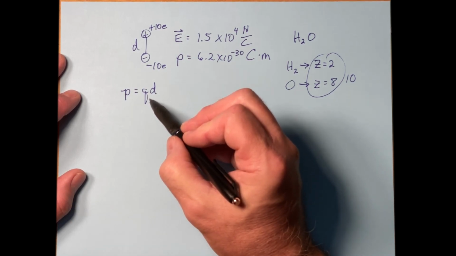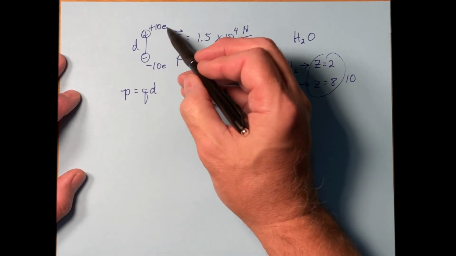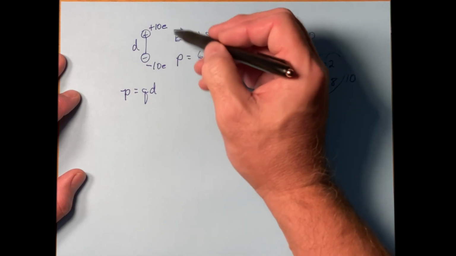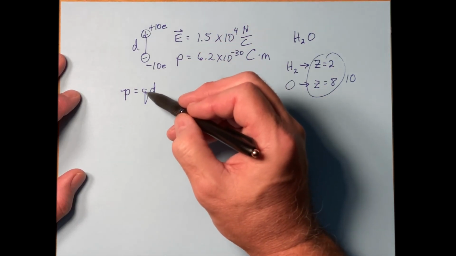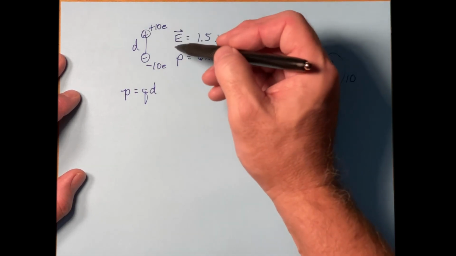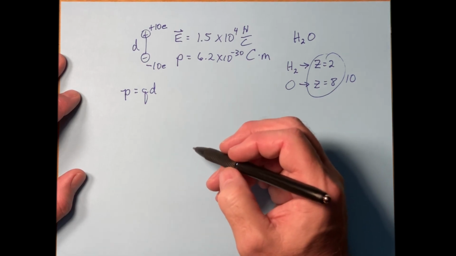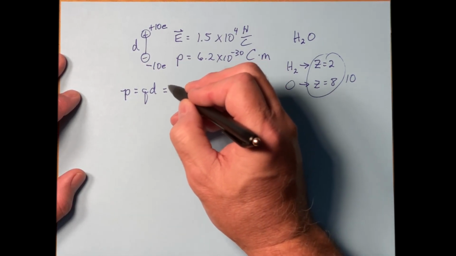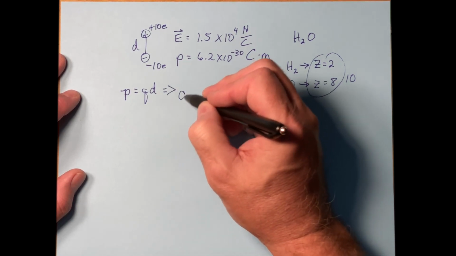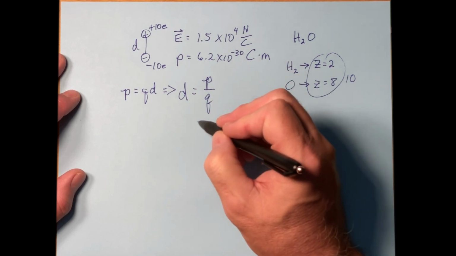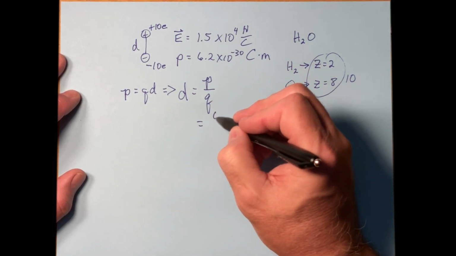Now, Q is going to be this 10E. So you have plus Q on top, minus Q on bottom. The net charge is 0, but that's not the net charge. That's just the charge on one of those ends of the dipole. And we can plug in, well, we're after D, so D is going to be P divided by Q. We can plug in the numbers for that.